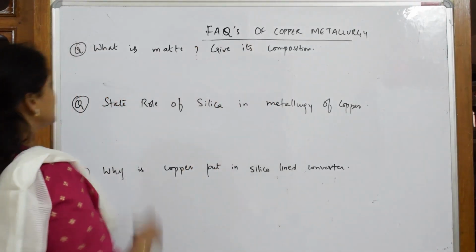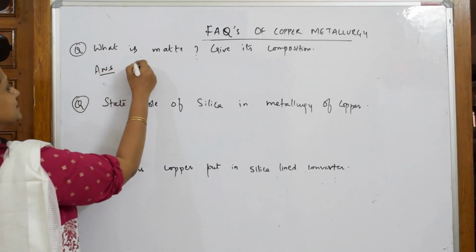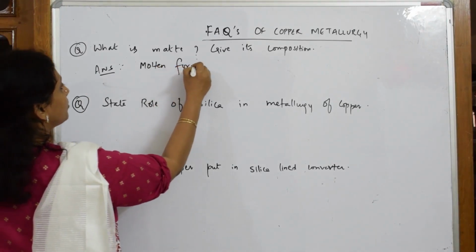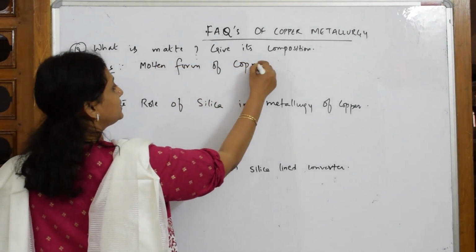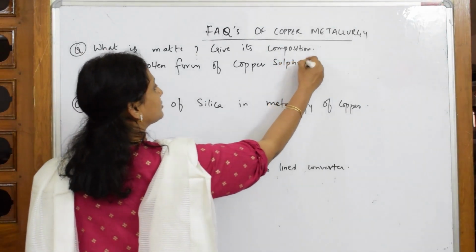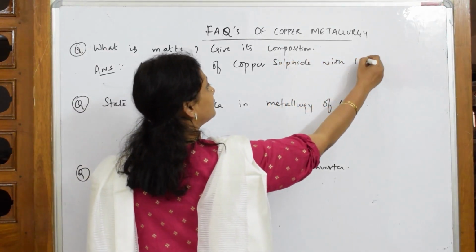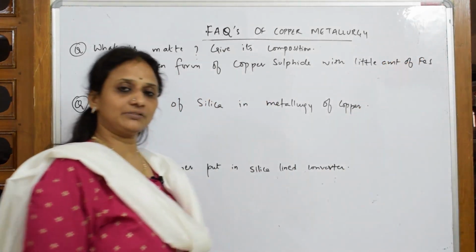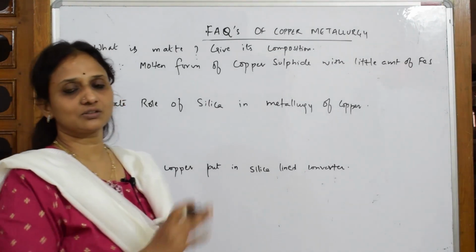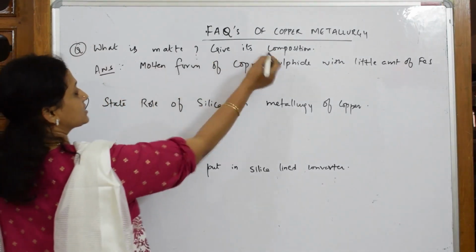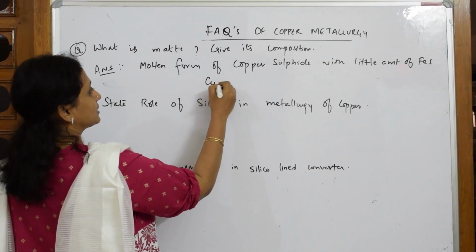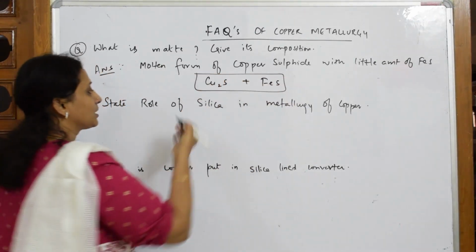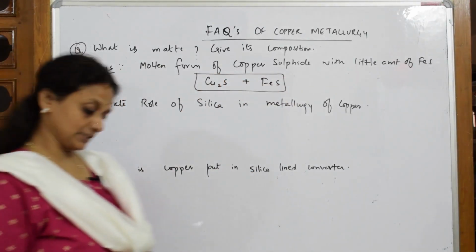So let us write. If you write the answer, copper matte is basically the molten form of copper sulfide with a little amount of iron sulfide. I'm again stressing, please watch the earlier videos and then come to the FAQs, otherwise you will not understand the concept of what I am teaching. If you have to write its composition, your copper matte is copper sulfide Cu2S plus FeS. Done.